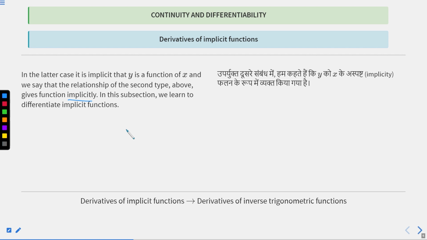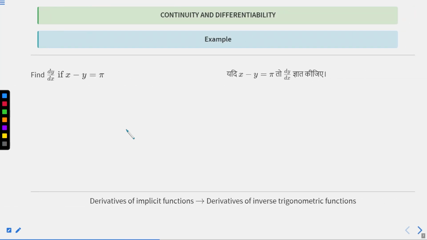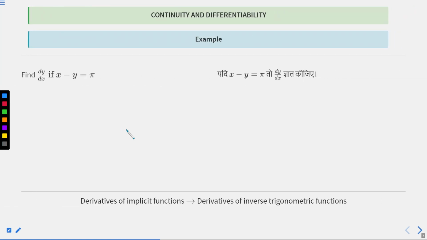We know how to differentiate explicit functions. So far we have done explicit function derivatives. Now here we have to find the derivative of y with respect to x. For now this is given as implicit. If you write it down like this, y is equal to x minus pi, now it is explicit form. This is my explicit form, and this is my implicit form.